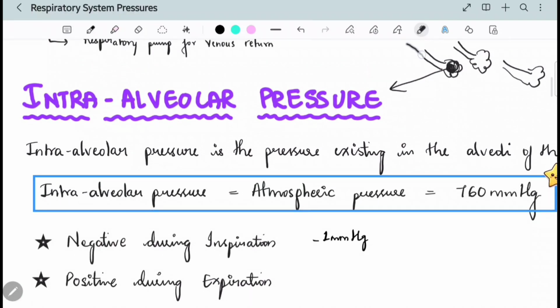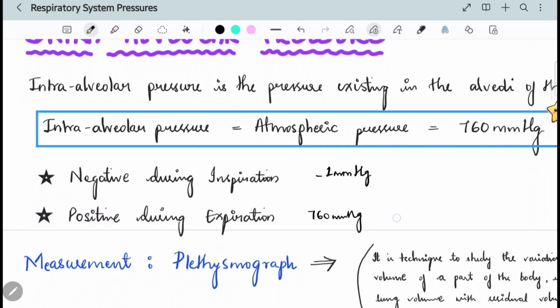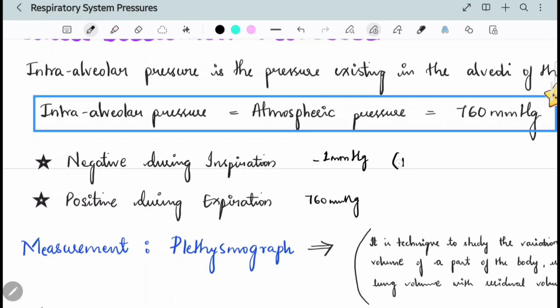As we saw here, we need some pressure so that air comes into the alveoli. That pressure is created by this intra-alveolar pressure during inspiration. Now at the end of expiration, the pressure returns back to 760 mm of Hg. It goes to negative, but it comes back to positive during expiration.